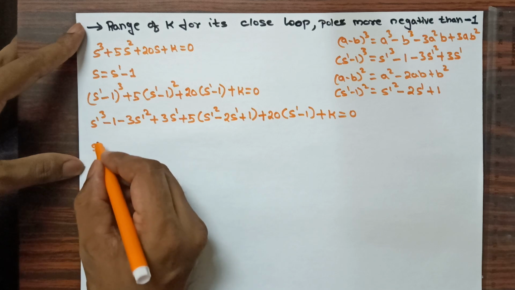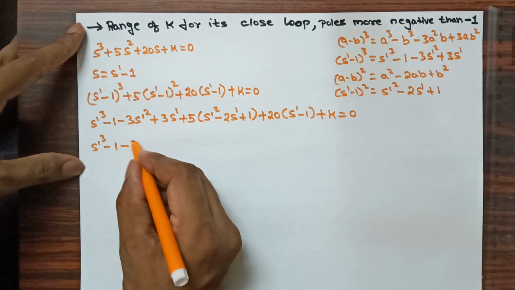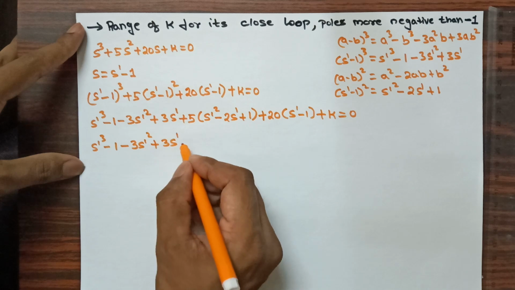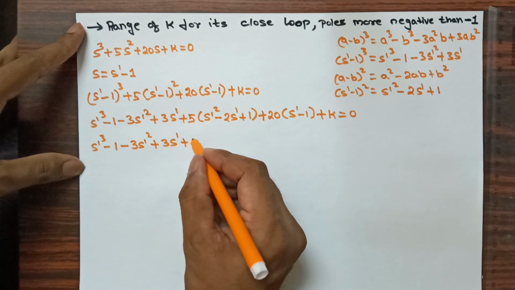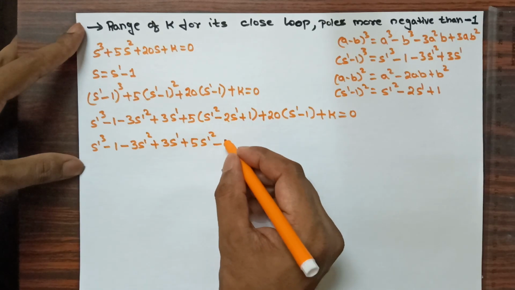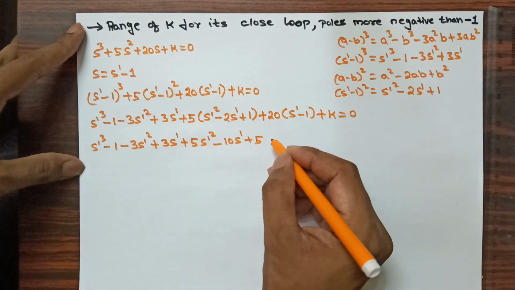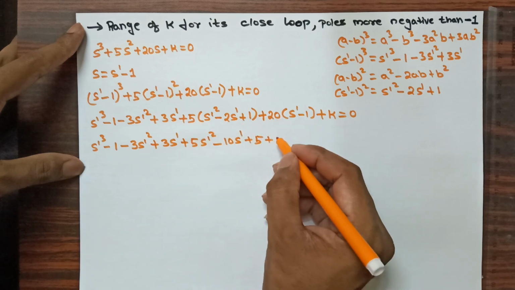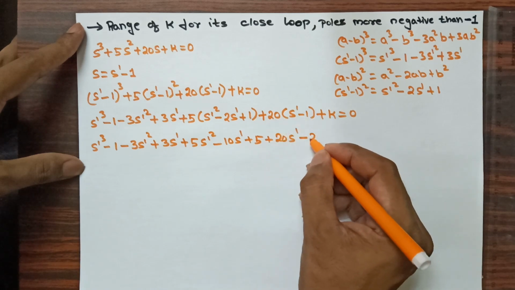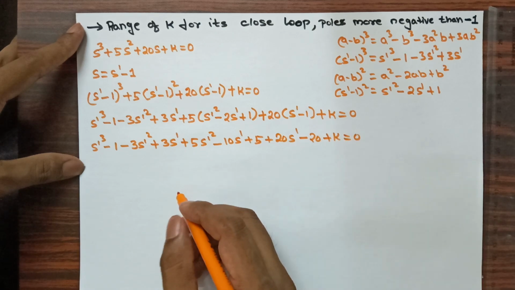Now by multiplying this 5 with this equation, I will get this as it is. I will be writing s dash to the power of 3 minus 1 minus 3 s dash square plus 3 s dash, plus 5 into s dash square minus 5 into 2, 10 s dash, plus 5 into 1, 5, plus 20 into s dash minus 20 into 1, 20, plus k is equal to 0.